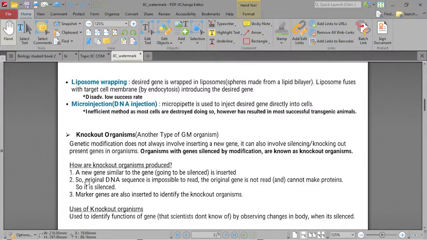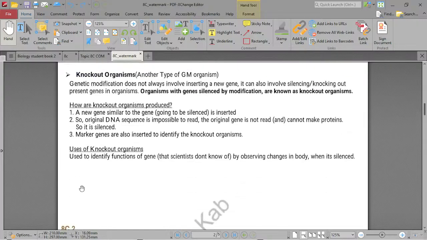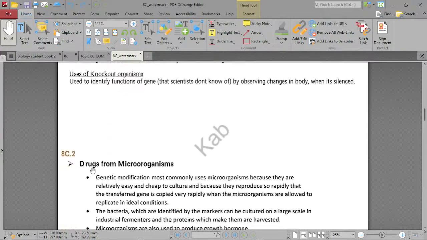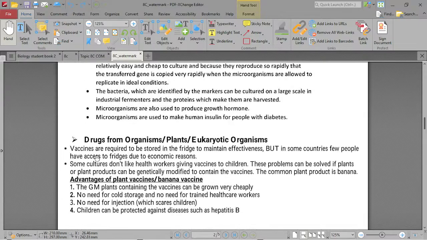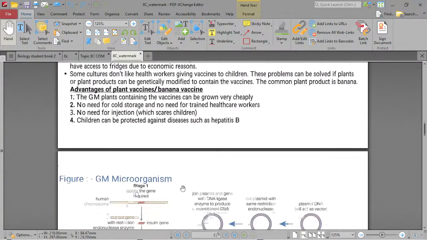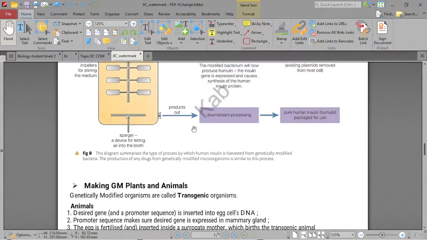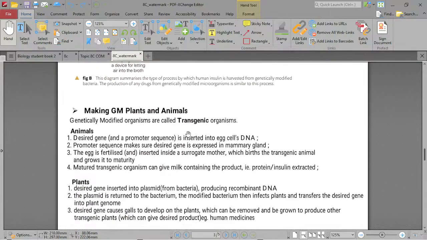Knockout organisms are to remove a gene or silence a gene rather than instilling a new one. How they're produced, how they're used. Drugs made from microorganisms, drugs from organisms, plants, and eukaryotic organisms. So like drugs obtained from, what was it called? Transgenic plants, transgenic animals. How this is made, and then how transgenic plants and animals are actually made.